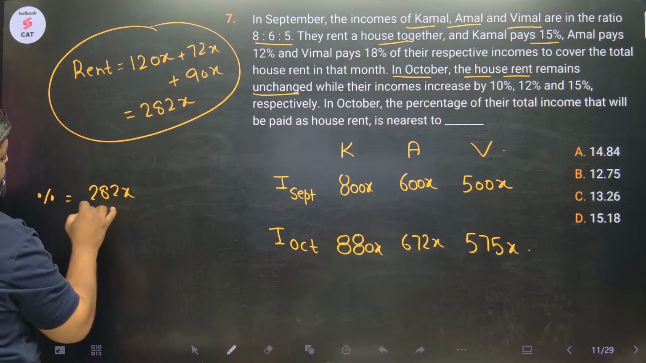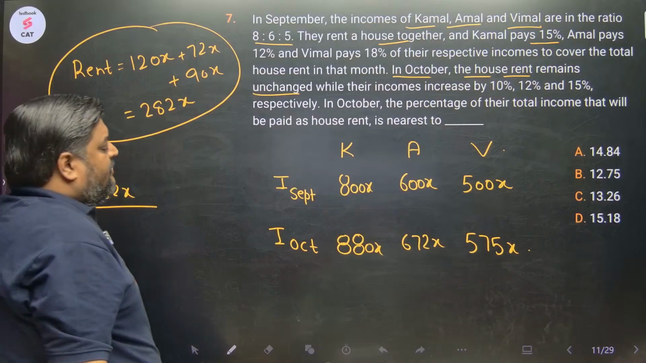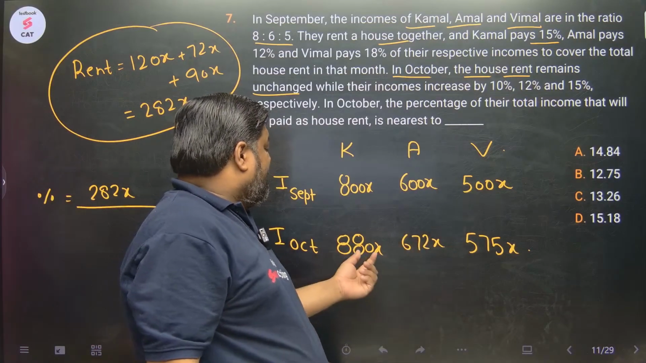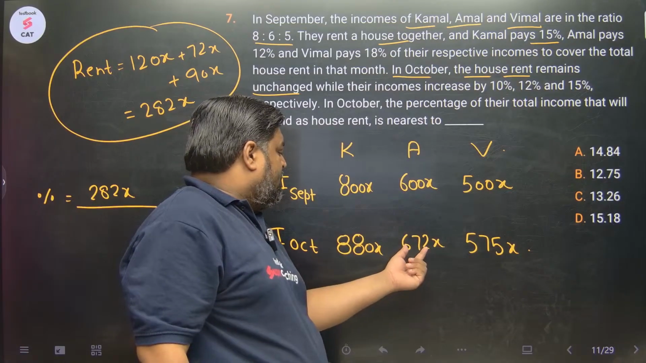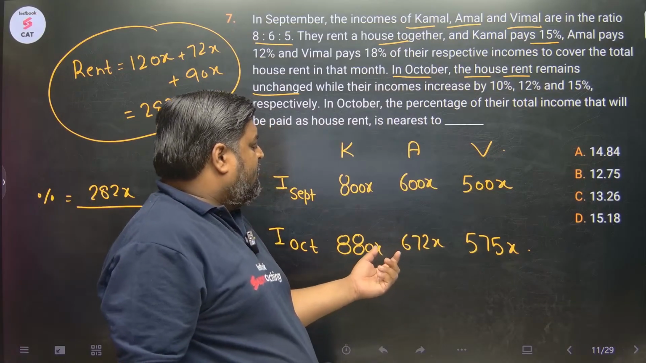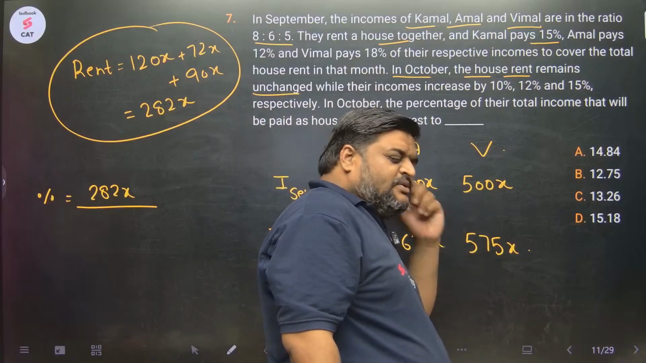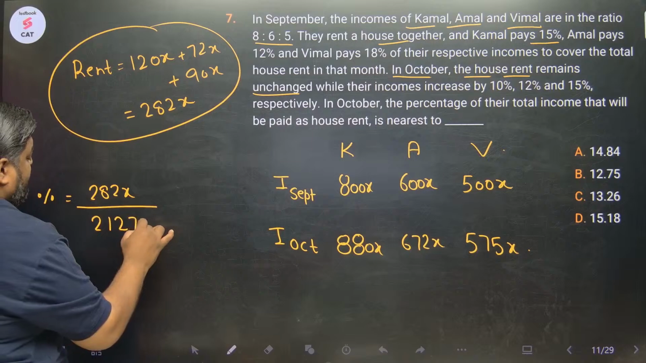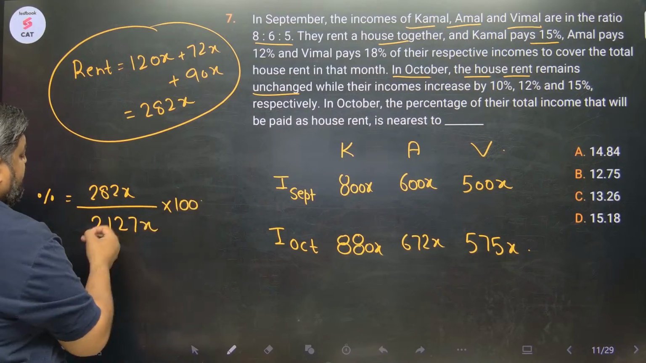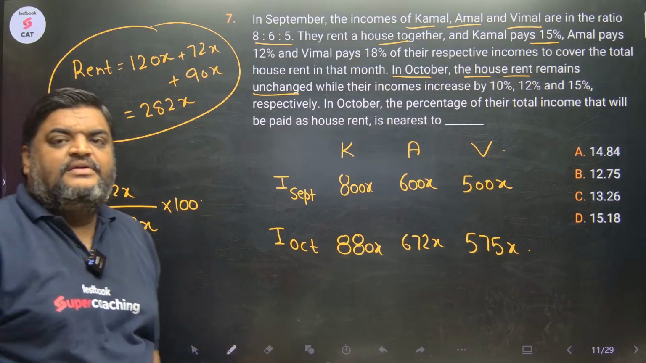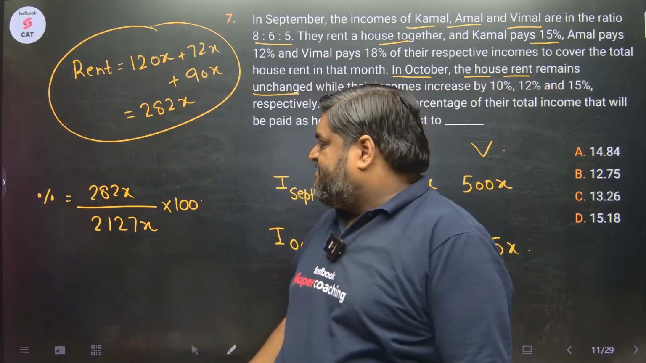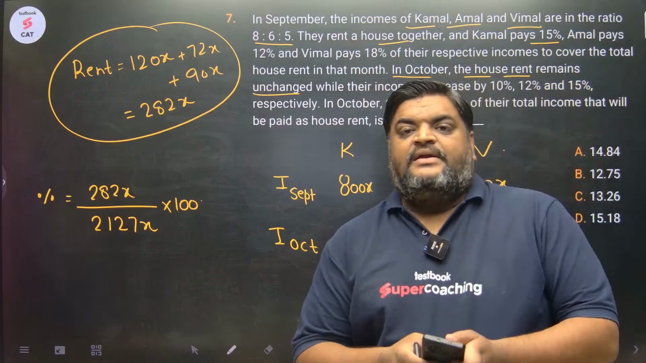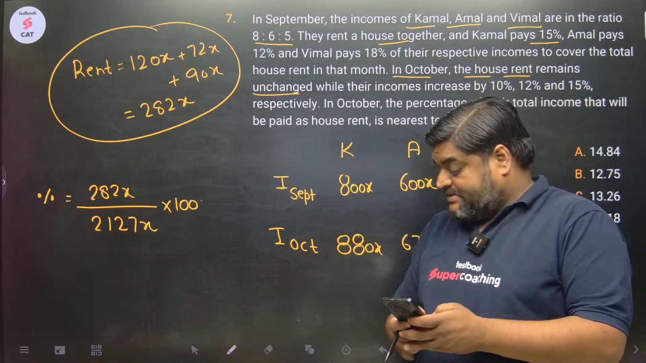House rent is what percent of the total income? What is this income? 8, 6, 14, 19, 1980, 2050. Add 70 to 2050, 2120, 2127. 2127x, multiply it by 100 will give you the answer. This will give you the answer. Use the calculator. Let's use the calculator.